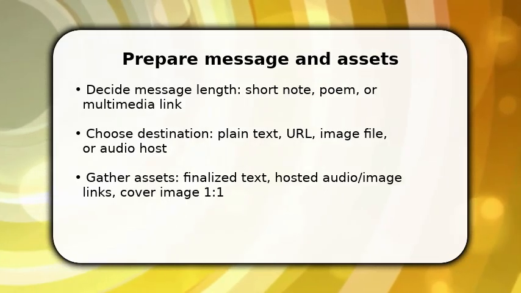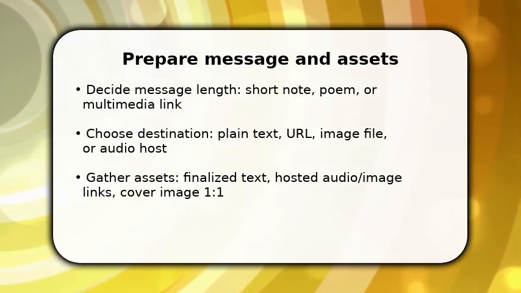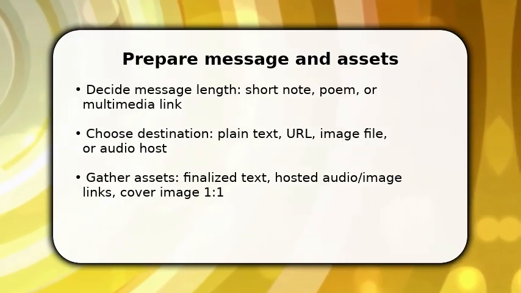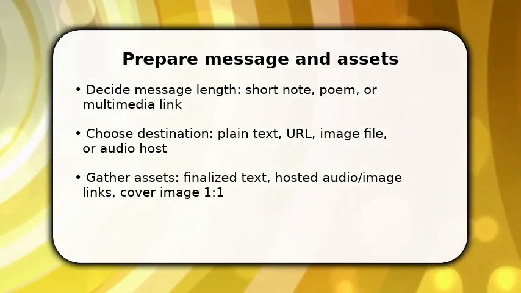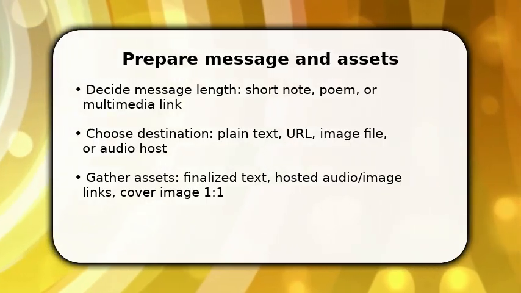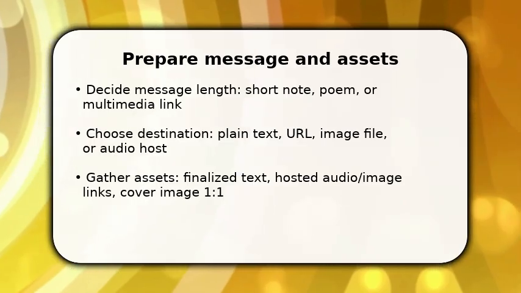You start by locking the actual message and format. Pick whether this is plain text or a link to multimedia. Once you choose, host any file you need, an image, audio clip, or private doc, so it has a stable URL. Make sure the message tone and length match the reveal method.